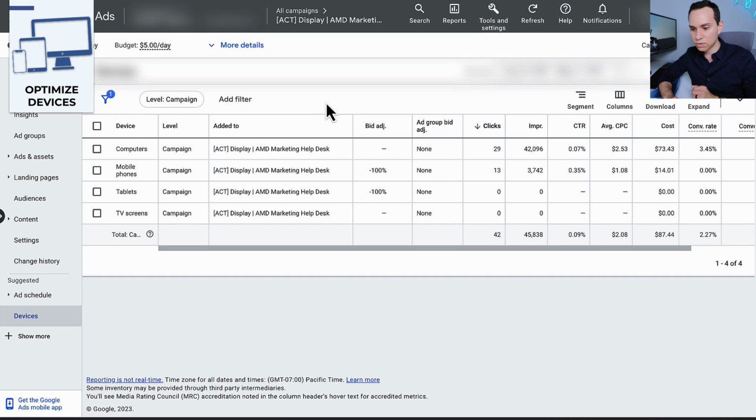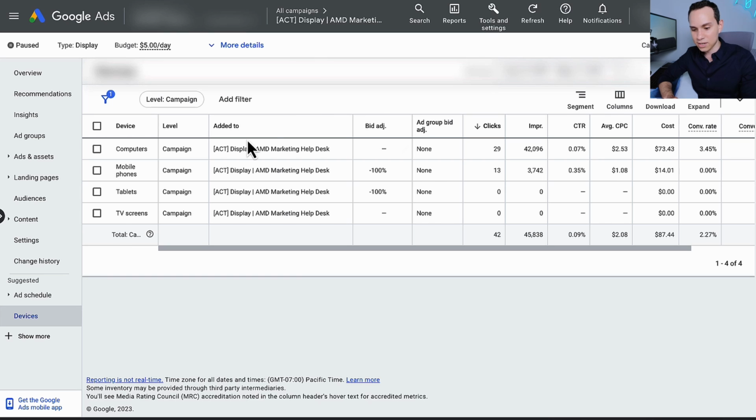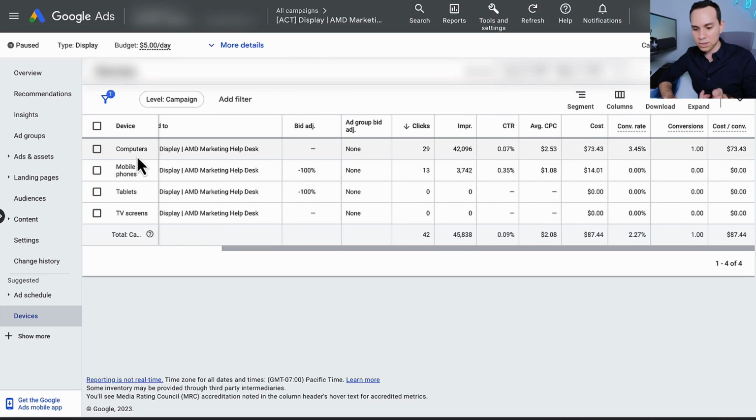So I'll jump over to another campaign here, jumping all over the place with these examples. And as you can see here, we have computers, mobile, tablet, and TV screens. And so what you can do is you can make bid adjustments if you don't want to show up on a particular device. So in this particular instance, we took off mobile phones and tablets because in a previous test, we figured out people are on mobile, they keep clicking, the clicks are super cheap, but then they don't join our email list. They don't get the cool free thing that we're trying to offer them.